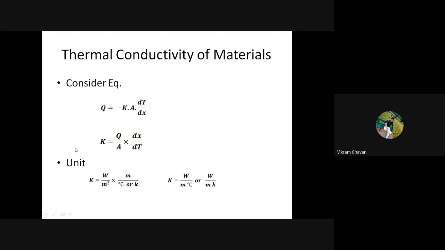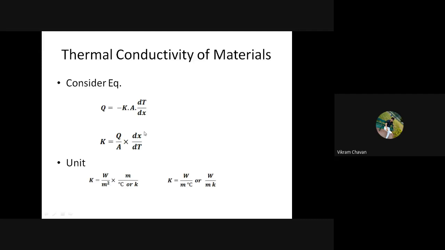Now we have to find the unit of this particular K. We need to derive that unit, so we consider the units of all the parameters on this side. First is the heat transfer rate Q, whose unit is watt. Then A is the perpendicular surface area for the heat flow, so the unit of A is meter square.